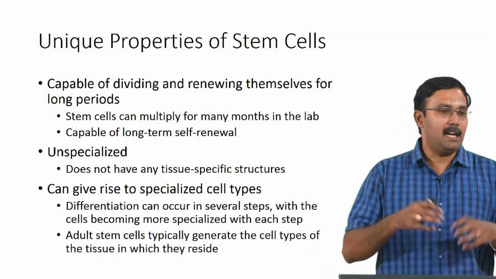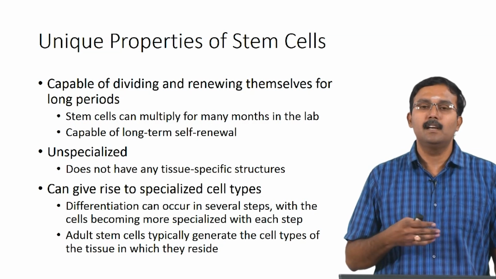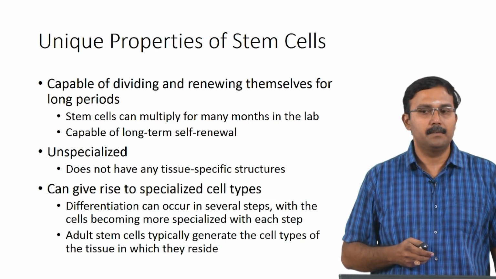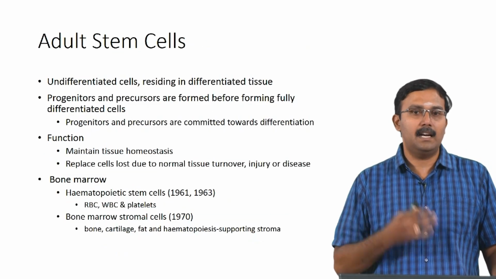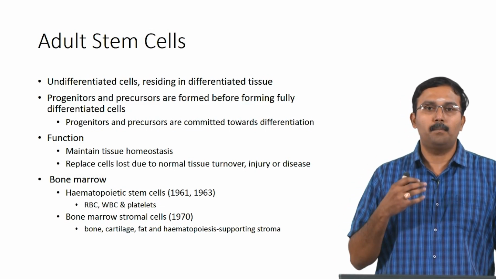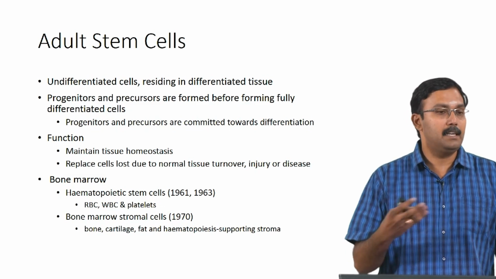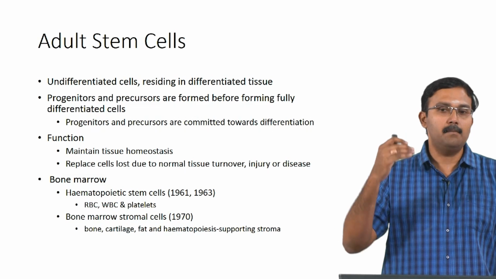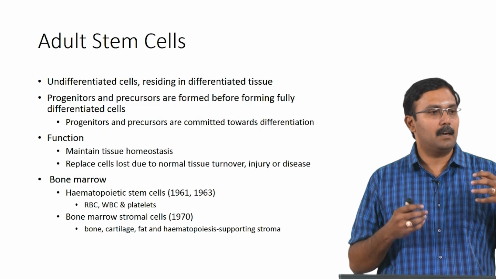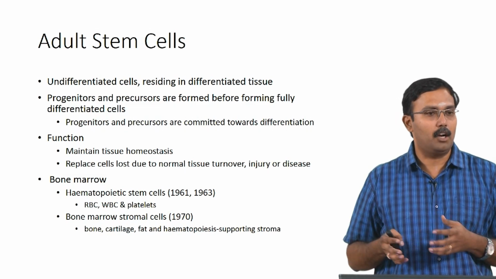So, it can be differentiated into other cell types by forceful differentiation, but in general it can differentiate only to those types of cells. Okay. Adult stem cells are undifferentiated cells which reside in the differentiated tissues. Progenitors and precursors are formed before you fully form the fully differentiated cells. These are the intermediary steps of the differentiation process. Progenitors are however committed to a lineage, whereas the stem cells are not. So, that is the difference.